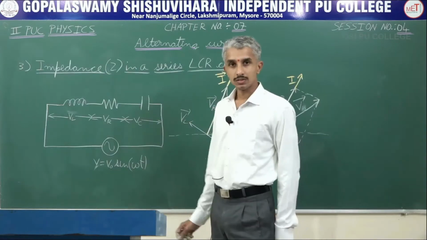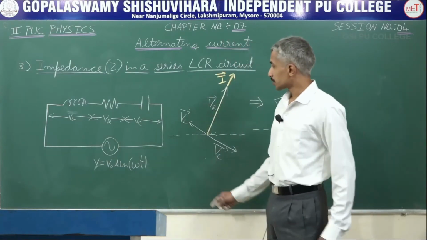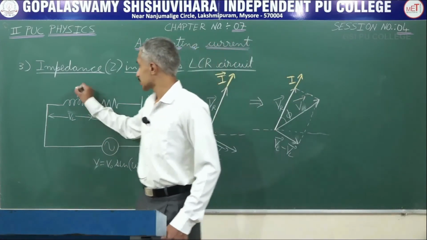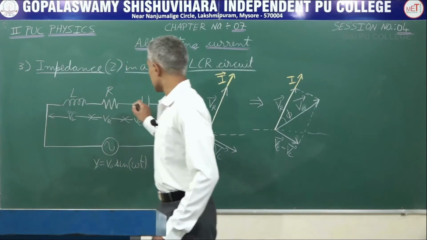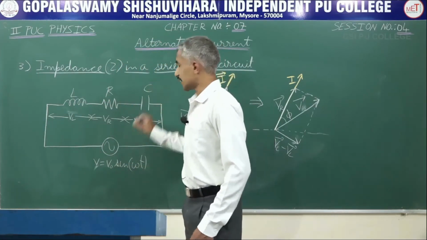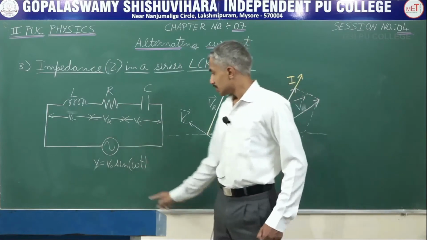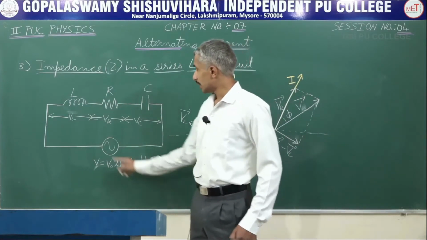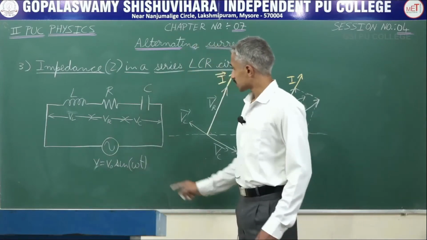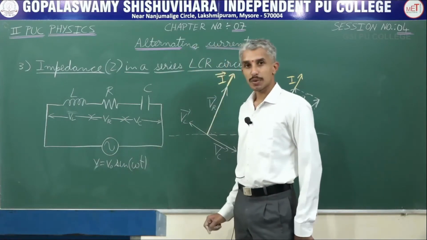We'll move on. We'll recall about a series LCR circuit. A series LCR circuit would be containing an inductor L, resistance R and capacitance C. When an AC is applied, you have voltage drop across the inductor, across the resistor, also across the capacitor.